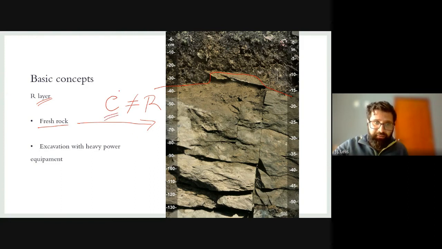This is quite easy to sample, because I can find peds in a C horizon, or I can see a soft rock if I have a C layer. And in an R layer, I found fresh rock, very hard to sample.